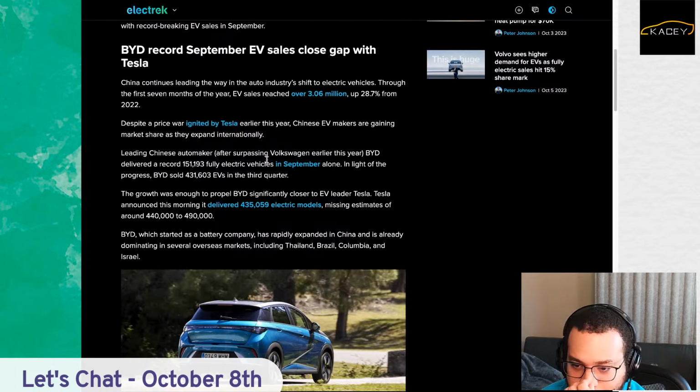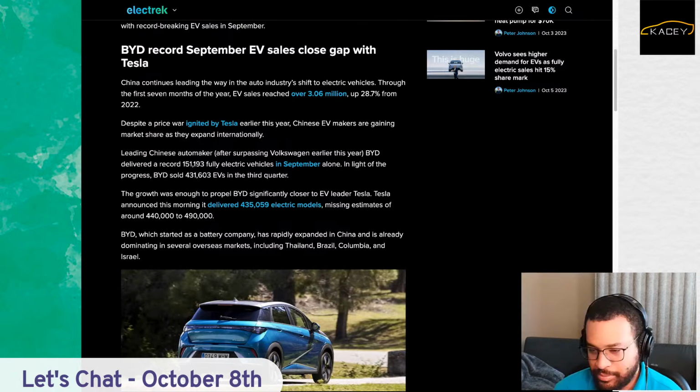Leading Chinese automaker, after surpassing Volkswagen earlier this year, BYD delivered a record 151,193 fully electric vehicles in September alone. Well, there we go, fully electric. In light of the progress, BYD sold 431,603 EVs in the third quarter. So anybody tells you that BYD has beaten Tesla is including stuff that's not an EV.